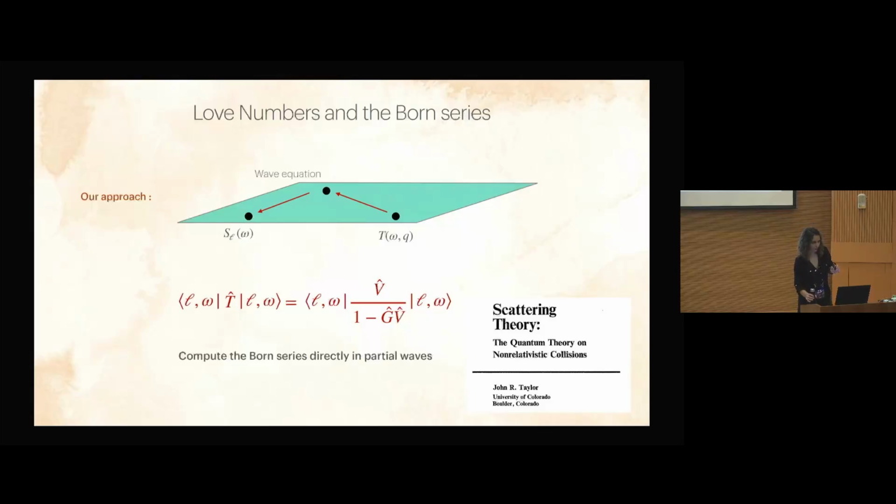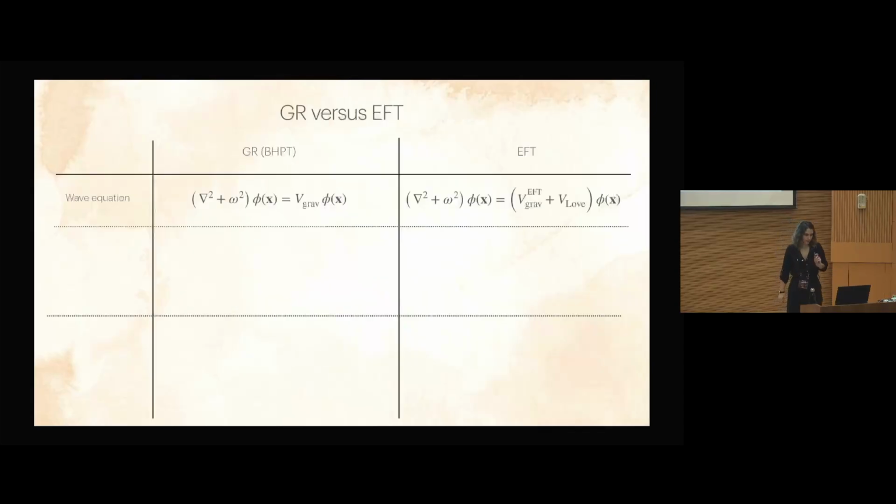Okay, so at this point, what we're proposing starts to look very much like the gravity side of the story. So let me put the two side by side and highlight what the difference is. On one side, we have the standard GR approach, and on the right-hand side is our EFT calculation, which we want to match to the left-hand side. Both cases have an underlying wave equation with different potentials.